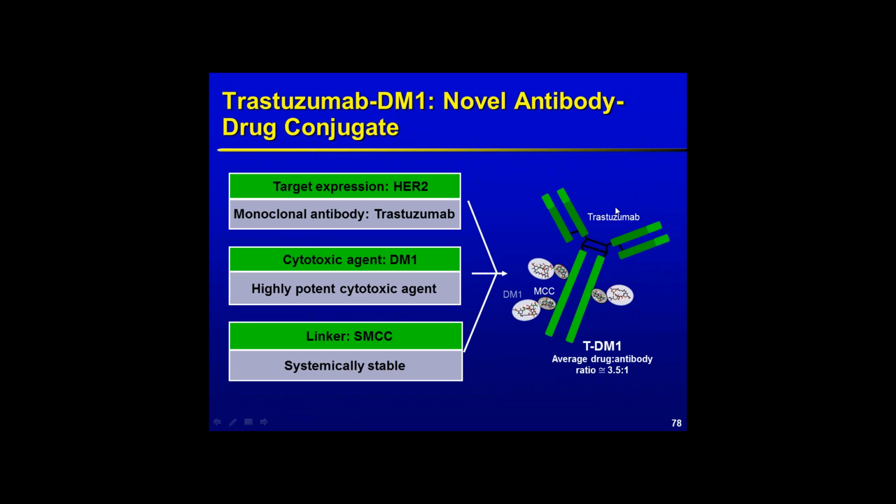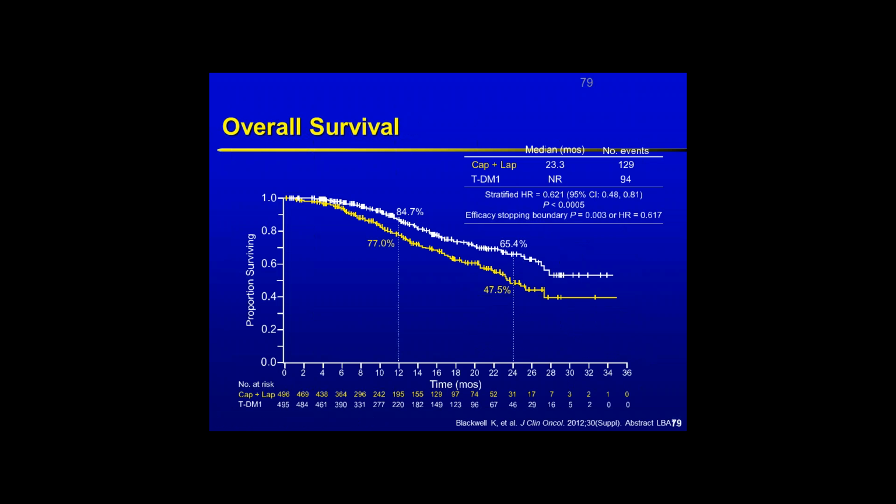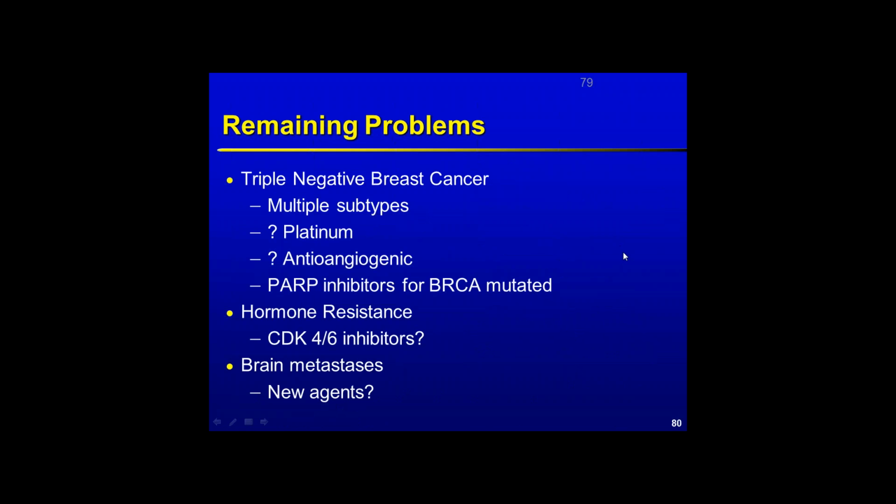And we also have new drugs like TDM1 or Kadcyla, which is an antibody drug conjugate, which is like a smart bomb where you have the chemo connected to the trastuzumab and it's released in the HER2-positive cell. And this shows that in the second-line setting there was a survival advantage to single-agent Kadcyla compared to capecitabine and lapatinib, another combination that's approved in HER2-positive breast cancer.